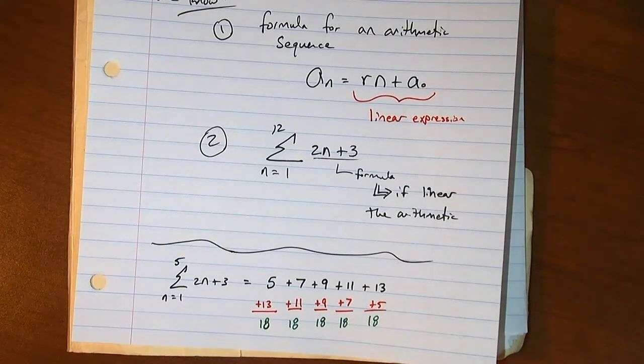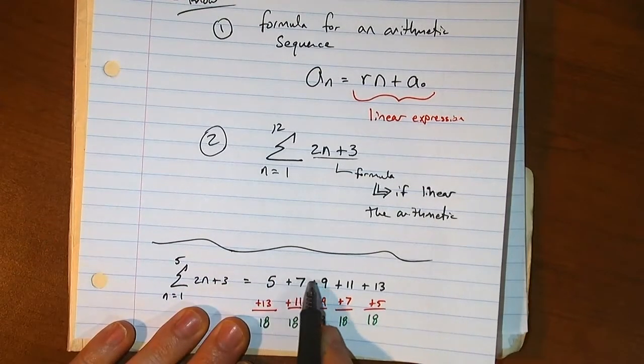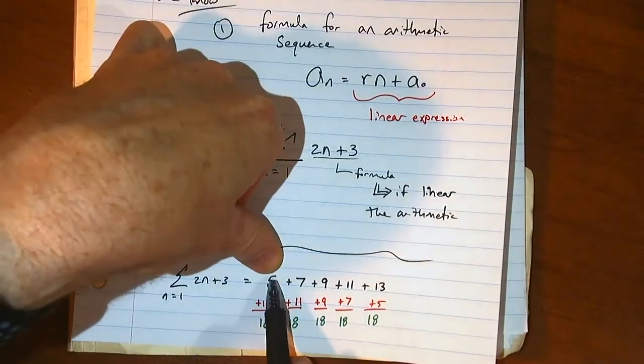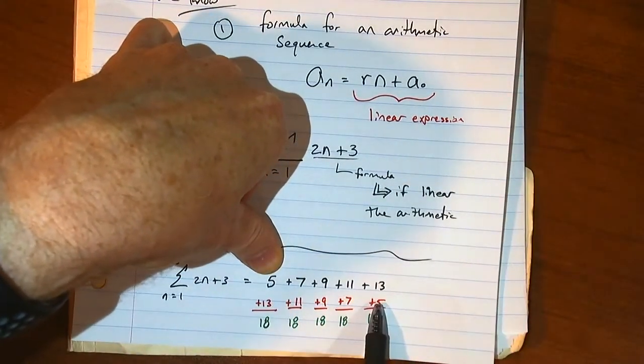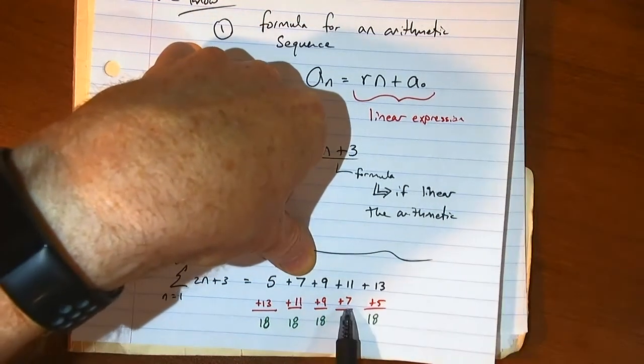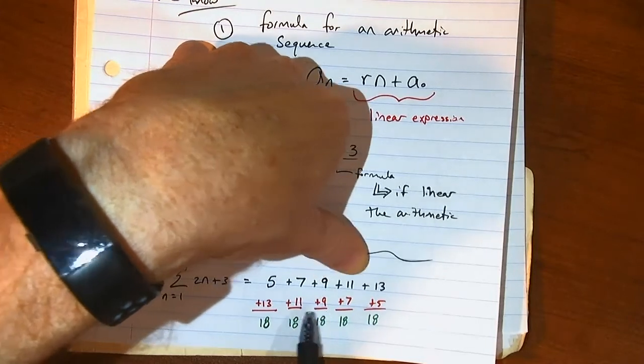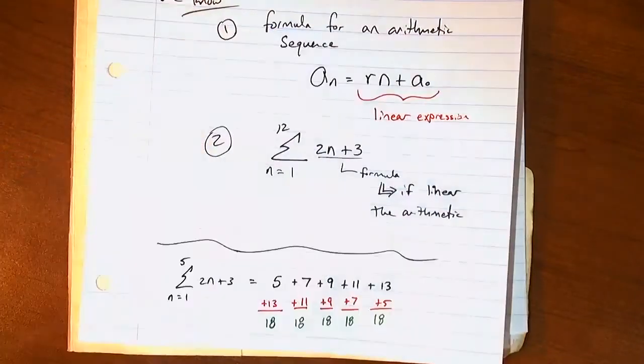And so realize what I've done is I've taken my original series that I've had here, and I just wrote that original series backwards. Instead of starting with 5, I'm stopping with 5. Instead of 7 coming next, 7 is the second to the last. 9 is still in the middle, and then the 11 and the 13. All I've done is I've written it backwards.